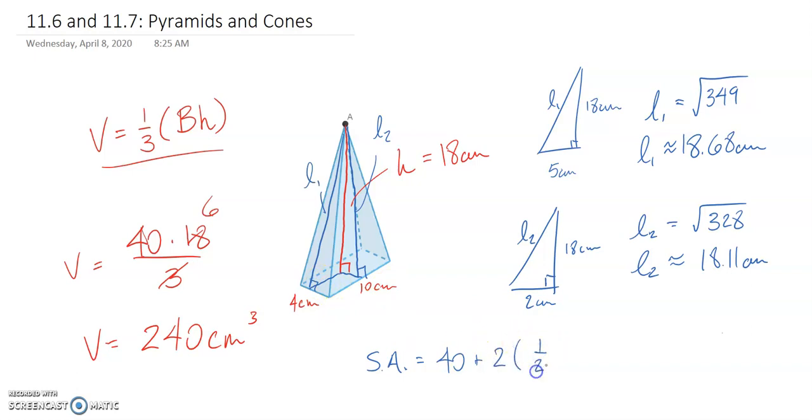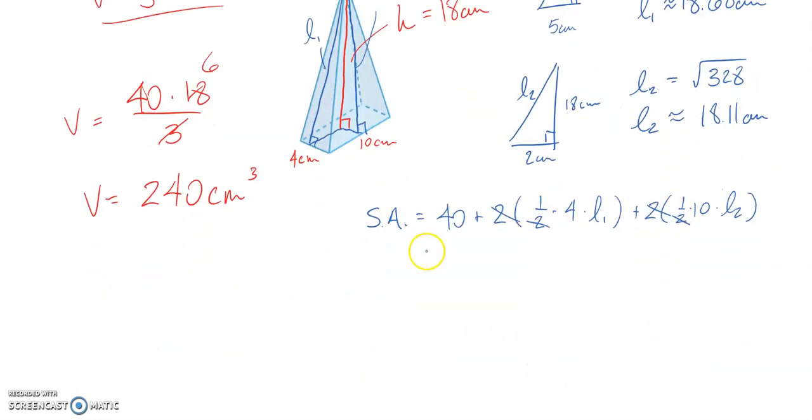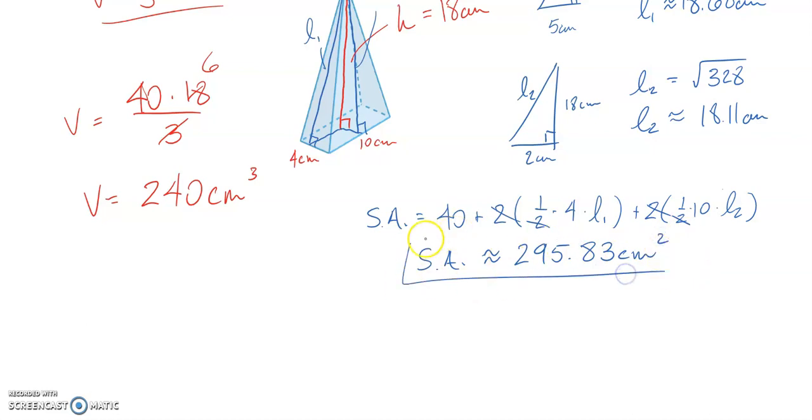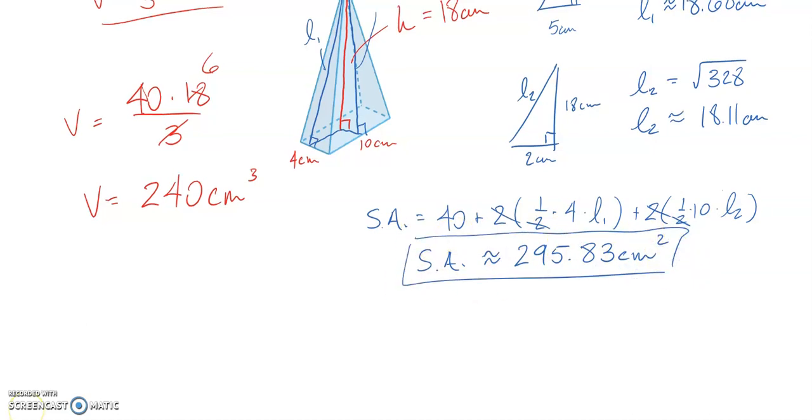So 2 times the area of that triangle, which is 1/2 times the base times its height, which was L1. And I've got two triangles with a 10 centimeter base. So again, I've got two of those, half the base times the height. We can simplify things a little bit here. Run this through our calculator, and our surface area is going to approximate to 295.83 square centimeters. Hooray! And there we have pyramids.